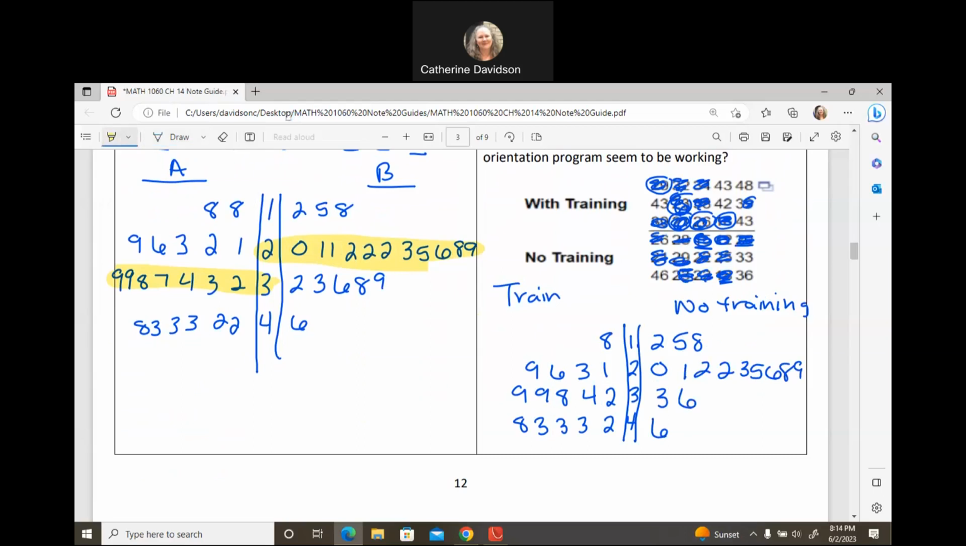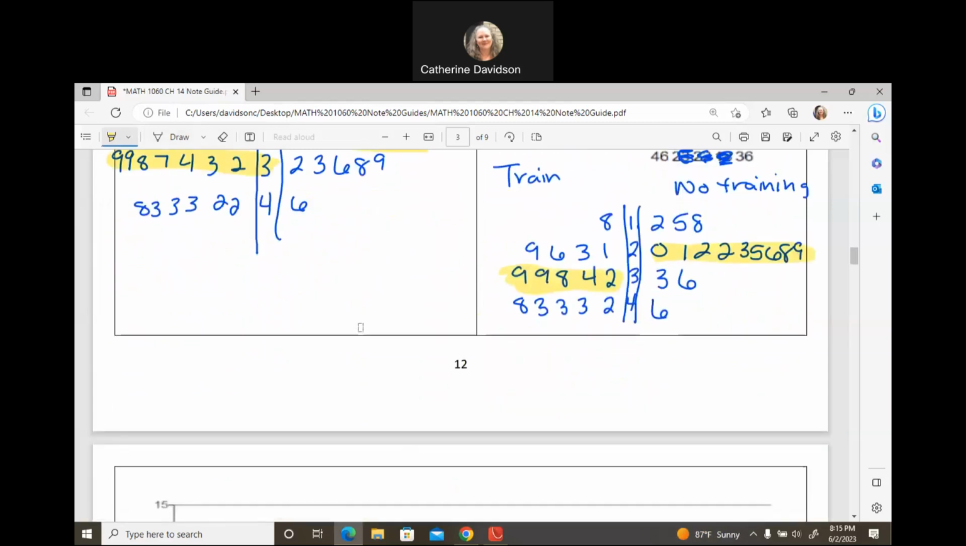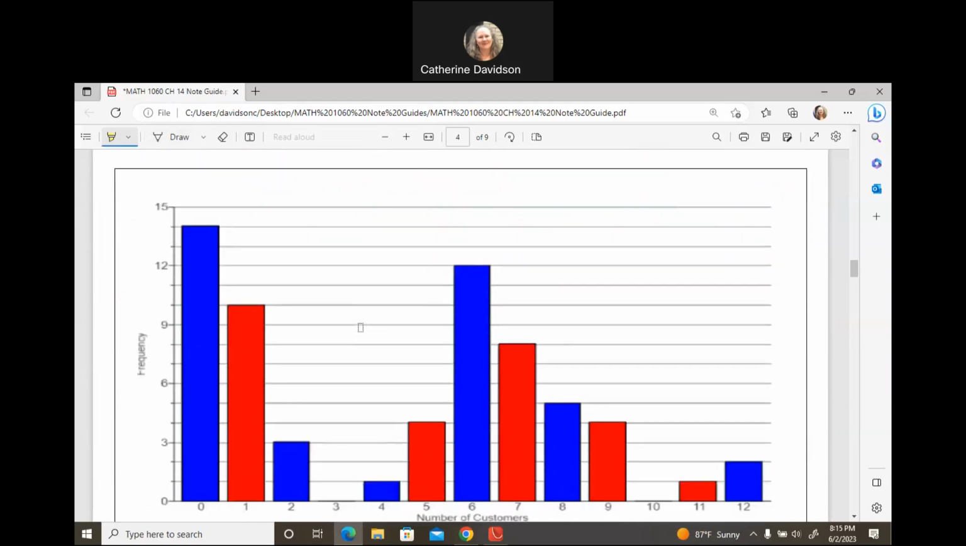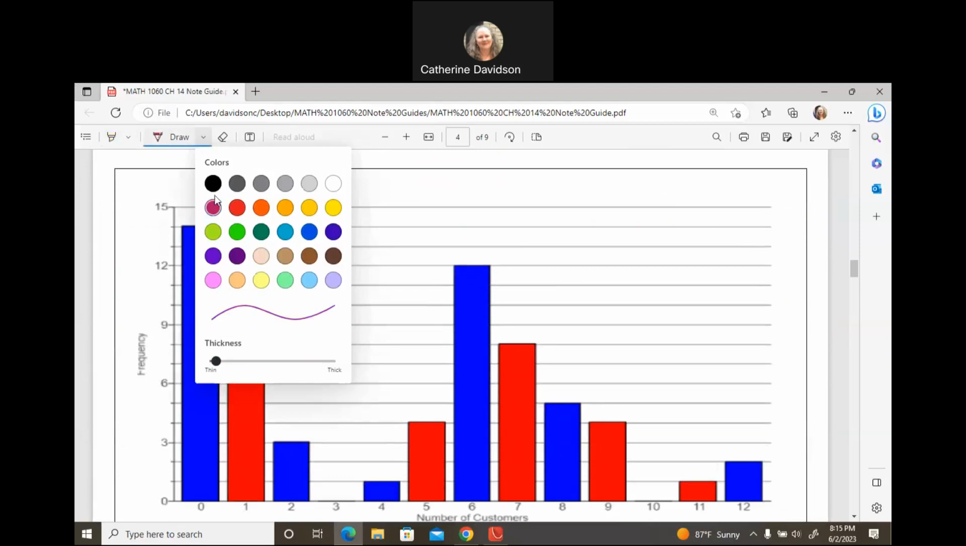So most of the sales with training were, I would say average would be around 30,000, whereas no training, they're around 20,000. So the training program does work. There are more sales with employees that went through this training program. Let's look at this next one.